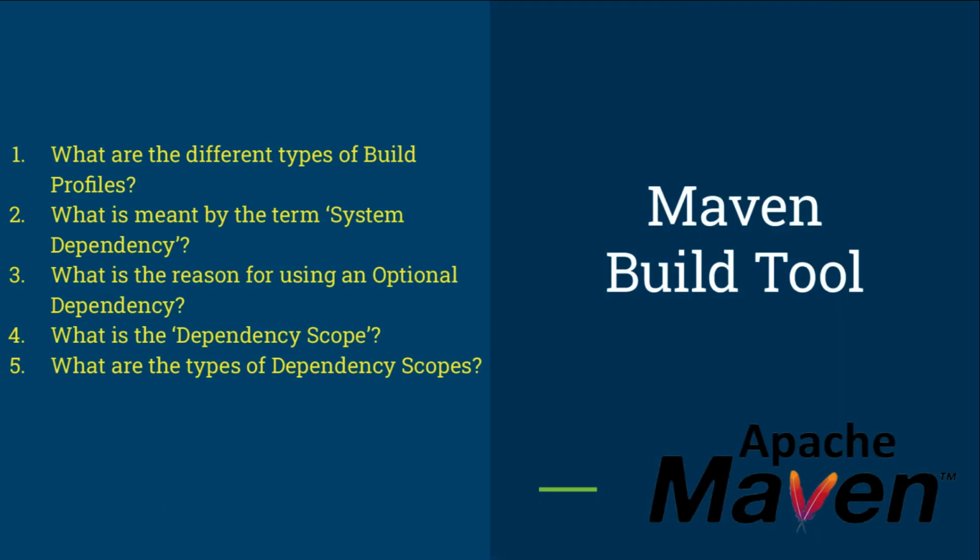These are the 5 questions we are going to discuss in this session. What are the different types of build profiles? What is meant by the term System Dependency? What is the reason for using an optional dependency? What is the dependency scope? What are the types of dependency scopes?